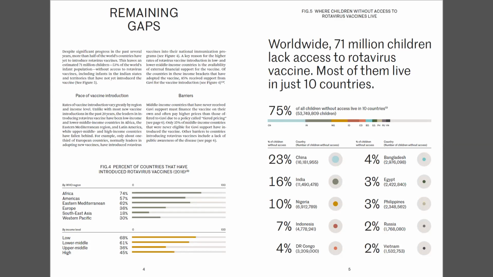And for rotavirus, one thing we frequently see is this challenge for middle-income countries. Gavi-eligible countries, low-income countries often are able to access co-financing or other financial support to help them make the decision to introduce these newer vaccines that can be a bit more expensive than the traditional routine immunization options. And so there's a need to address some of these challenges for middle-income countries to ensure that they have access.